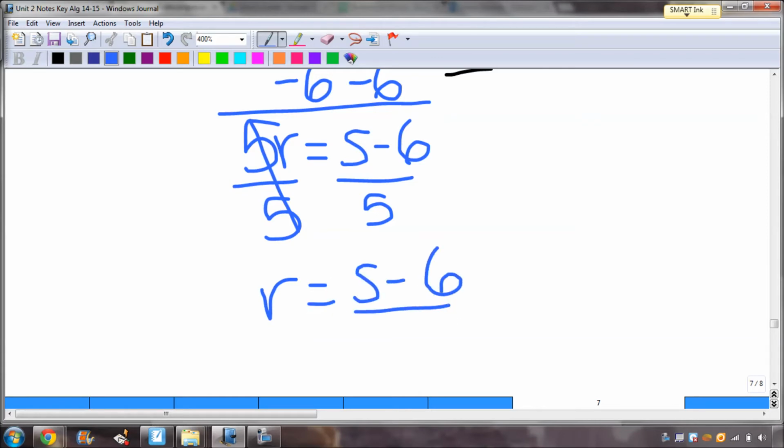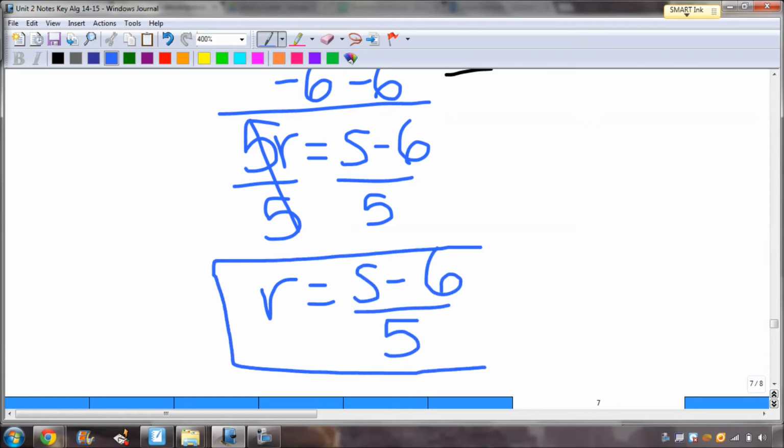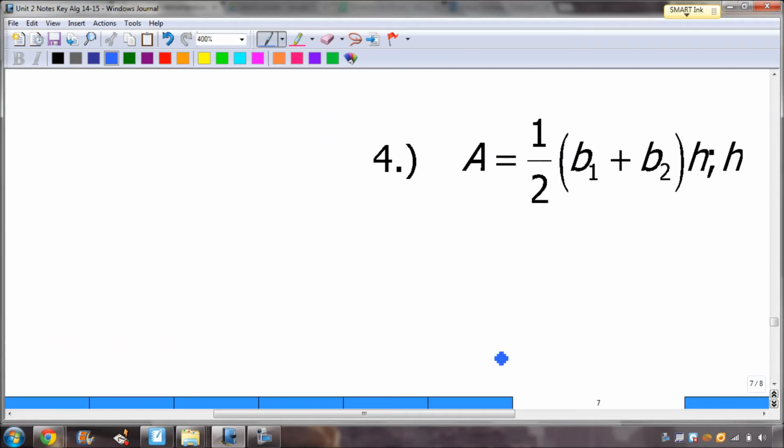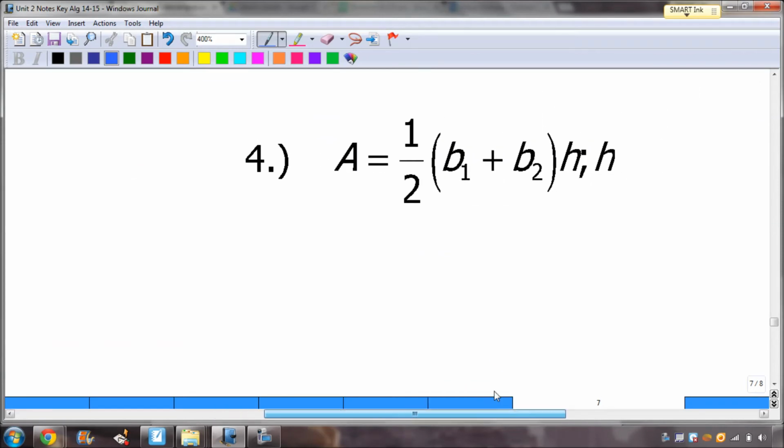Now, neither of these numbers is divisible by 5, so I'm not going to do anything else to simplify it. This is it. All right? Now let's take a look at question number 4. Number 4 is a little tricky, so make sure you guys are paying extra close attention to this.